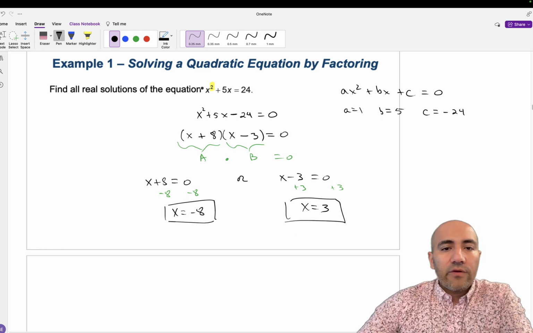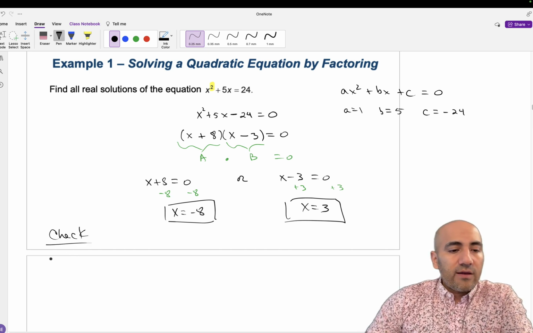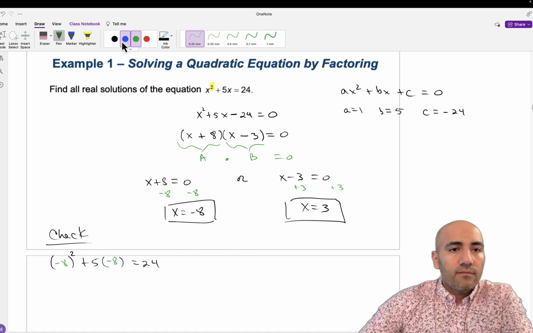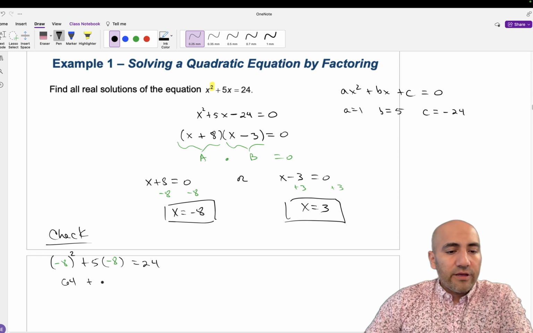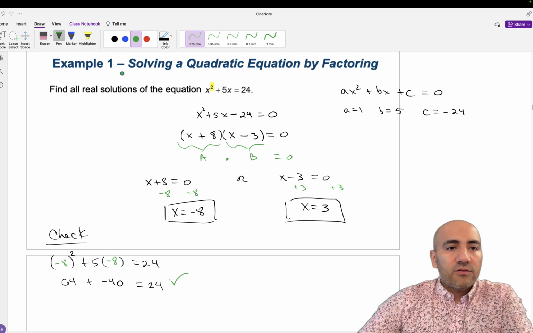And so we can always go back over here and check them. Make sure that they work out. So if they work out, it must be true that blank squared plus 5 times blank equals 24. And so one of them is going to be this negative 8. Negative 8 squared is going to be 64. Plus 5 times negative 8, that's negative 40. And yep, that does equal 24. That worked out.